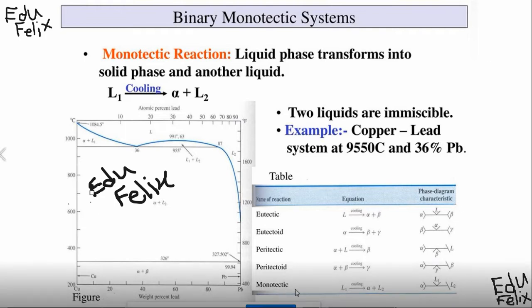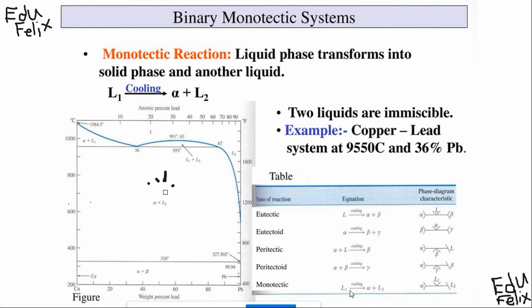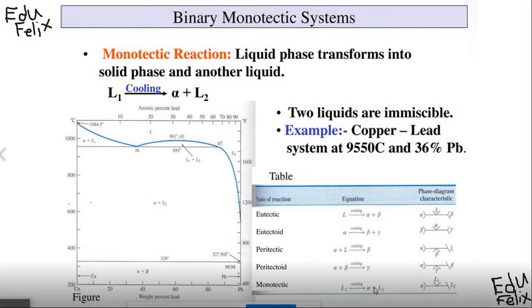Now we discuss what monotectic means. Monotectic means a liquid phase changes to another liquid phase plus a solid after cooling, right? So that is the monotectic. Another two are there, eutectoid and peritectoid. Please notice that one.